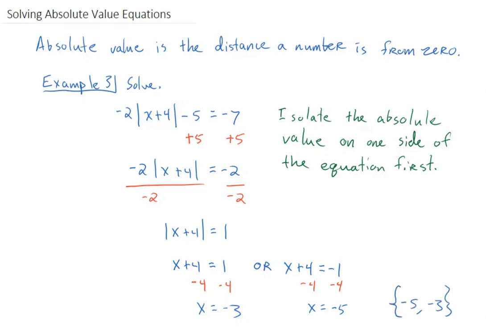Alright, our set notation is negative 5, negative 3 with curly brackets around it, comma in the middle. And that one is done. So go ahead and give some of these a try on your own and see how you fare.